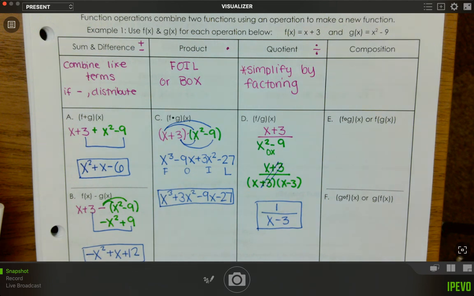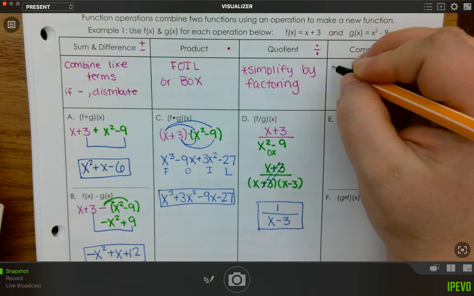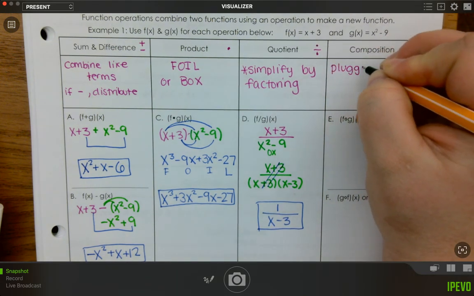And now we get to something called composition. Composition is the process of plugging one function into another.